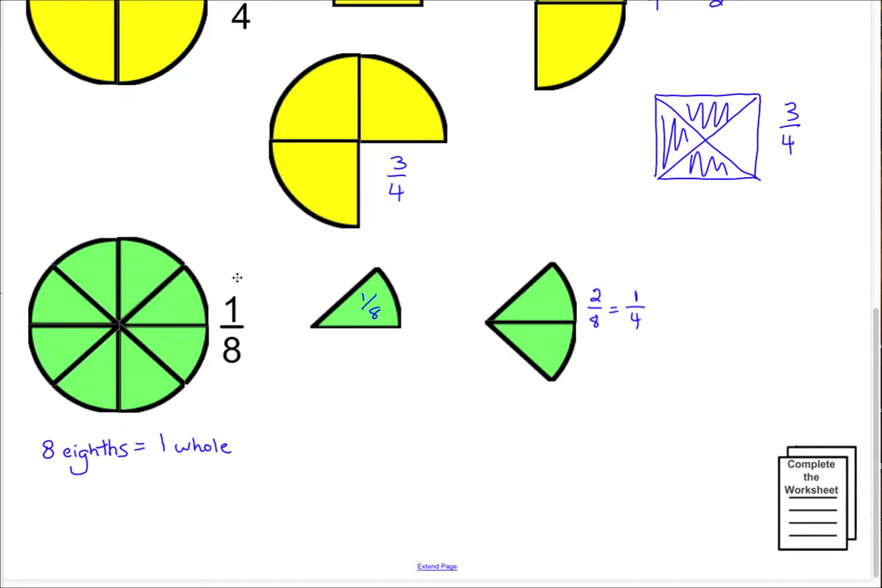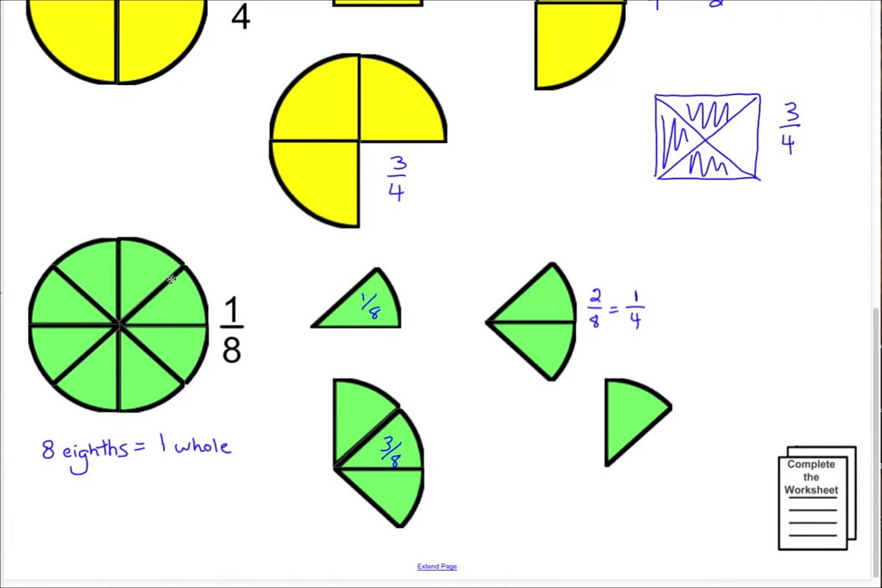What about 3/8? 1, 2, 3. Well, 3/8, it doesn't really look like any of the other pieces we've come across. So this is 3/8. And 4/8. Let's take a look. 1, 2, 3, and 4. Well, 4/8 make up half of the whole. We can actually see that. That looks like it was a half. So 4/8 is the same thing as 1/2.